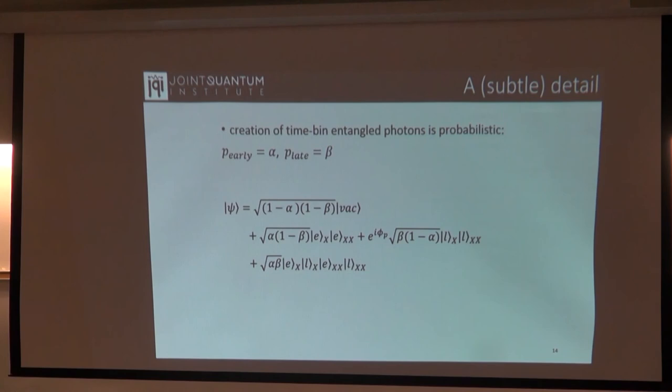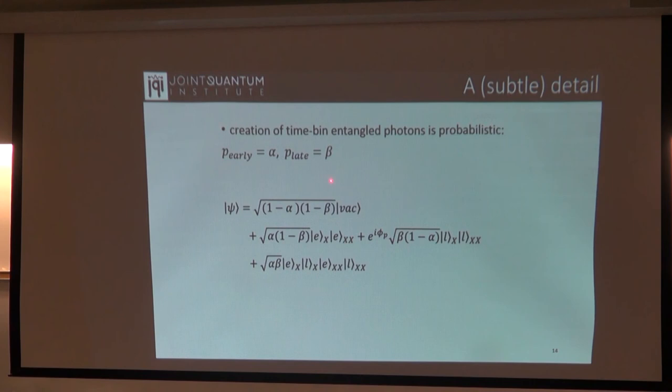So after showing you results, I want to show you a subtle detail. What we did is we created the photons probabilistically with a low probability, because the actual state is not the one I showed you, but it's this one. E is for early, L is for late. So we create these early photons, but we also create photons with both pulses eventually. If you bump the system too hard, we only get this early-late or late-early. We always get four photons out, and this is a maximally mixed state. So this is absolutely not what we want to create.